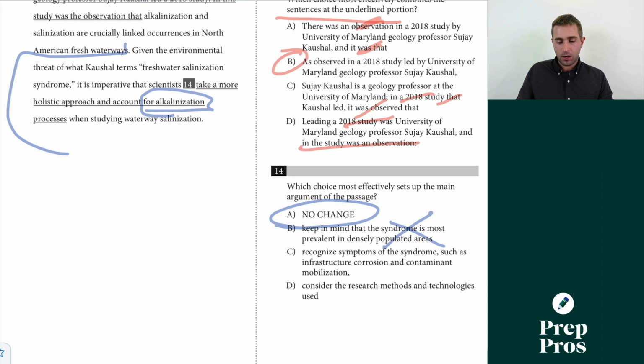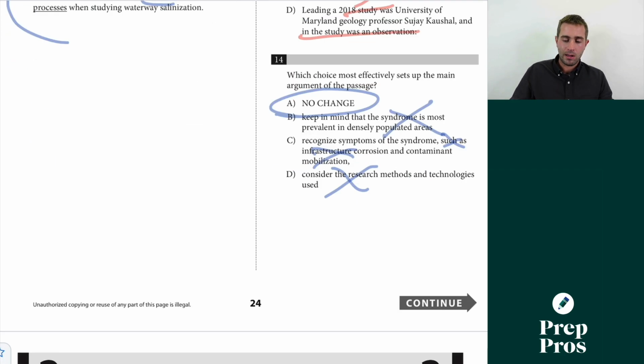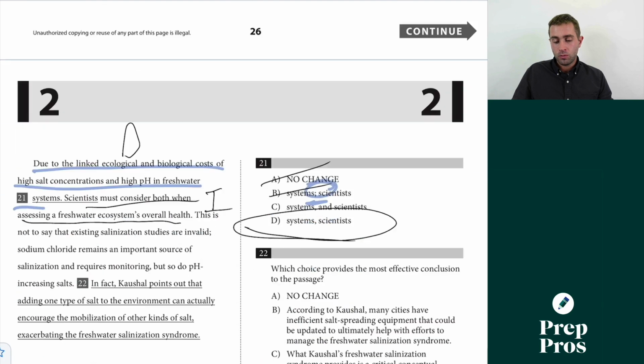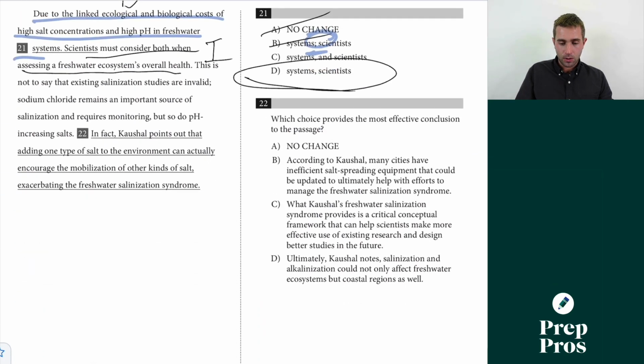This is not the main argument, that it's just prevalent in a specific area. We'd really have to see them talking about different areas where we get this effect, and one is the most important for us to address. Same thing here. This is not the main argument as we're going through in the passage. It's that we need to start to pay attention to alkalinization and these other effects as well. And this one here really is going to most likely lead us into question 22.